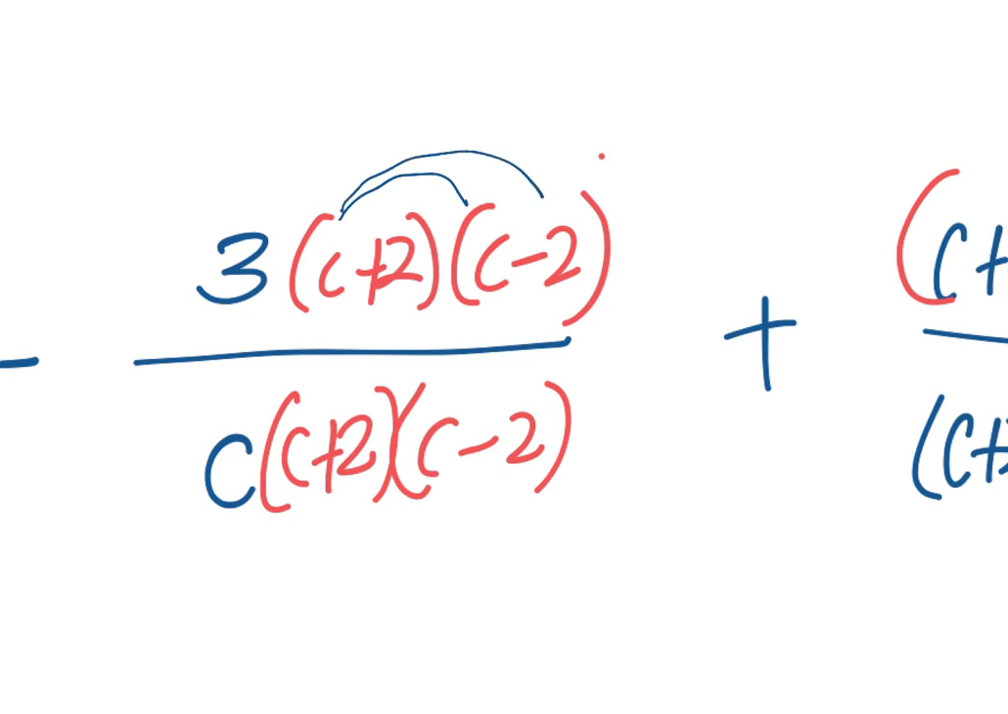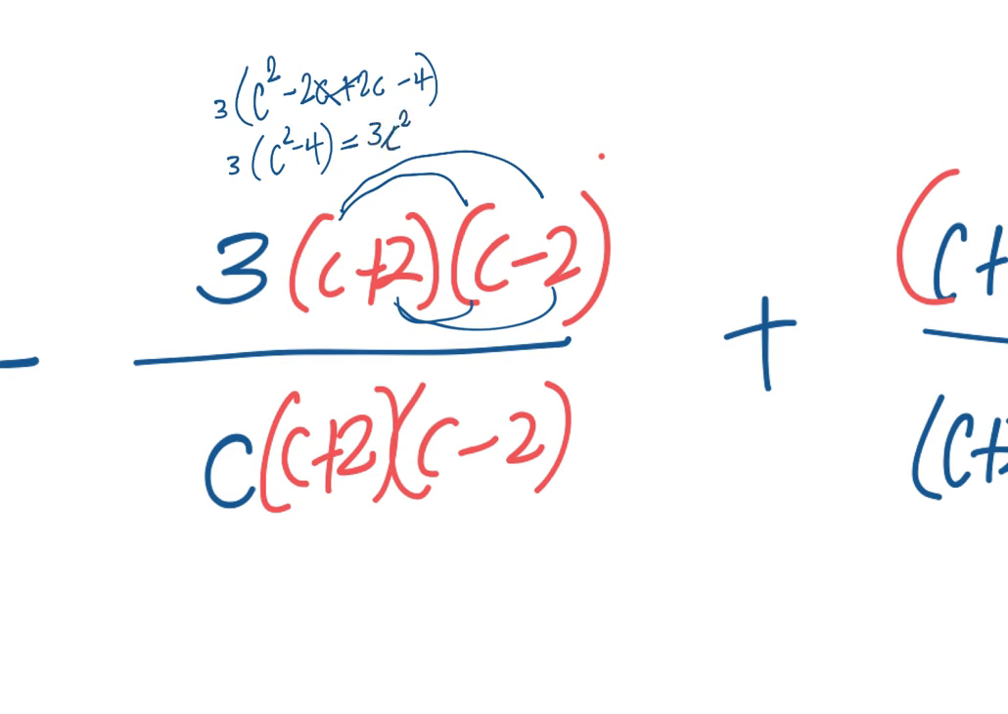Right here, before I distribute a 3, I think I'm going to FOIL the 2 binomials. So that's a C squared, then C times negative 2 is negative 2C. Now 2 times C is 2C, and 2 times negative 2 is negative 4. That cancels. It gives me C squared minus 4, which you then need to distribute a 3 to. So 3C squared minus 12.